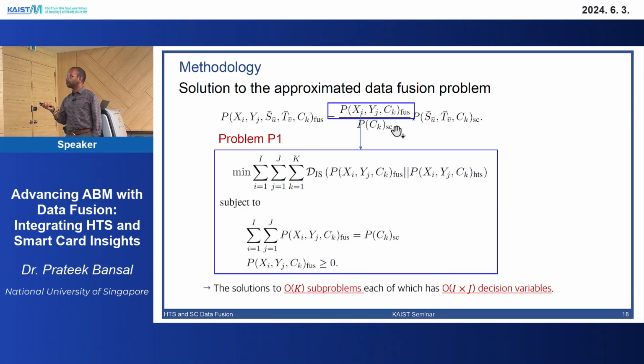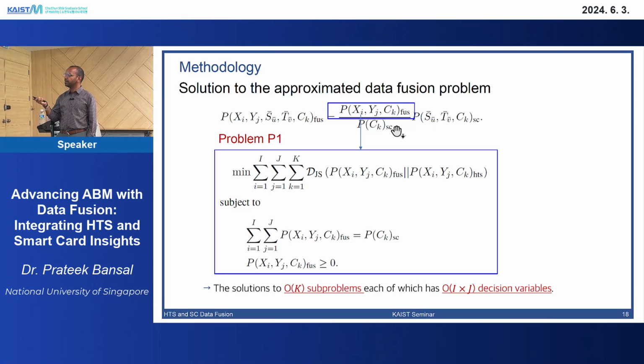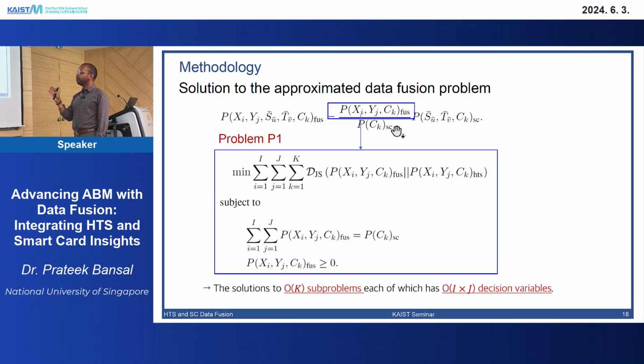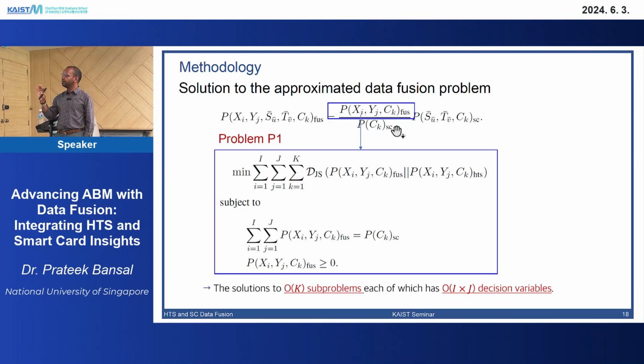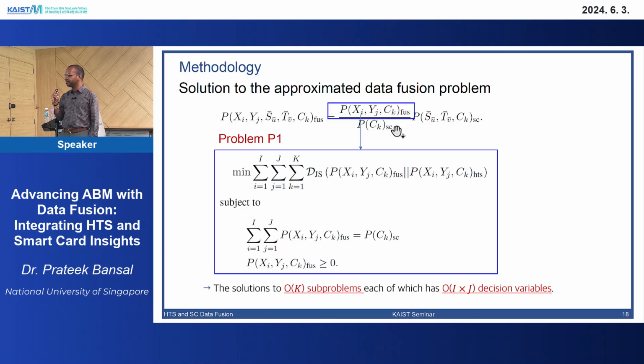So now for each cluster, what we are finding is the probability mass of the x and y for each cluster. I will give you an example just to make it clear what this expression really means and what these probabilities really mean. But the point is, once you break it up in this way, you are not solving the optimization problem with I cross j cross k decision variables, but K subproblems with I cross j decision variables.